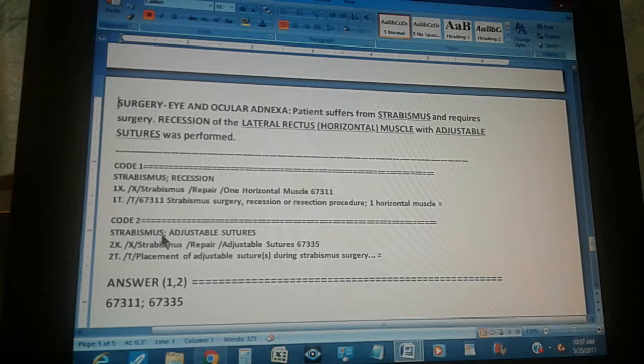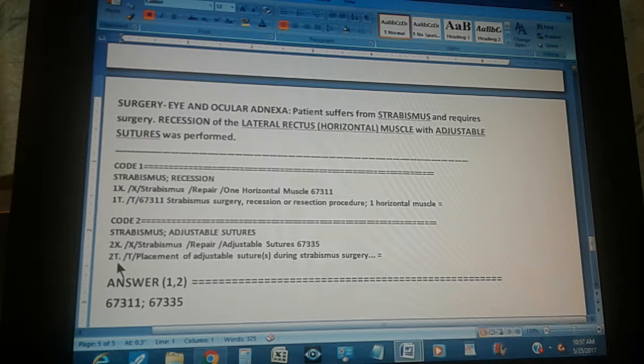So the code number 2, the keywords are strabismus adjustable sutures. And then the code number 2 through the index is found like this. First you go to index. You start with strabismus. Then you go to repair. Then you go to adjustable sutures, and what do you have? 67335. Okay, now we're going to check that in the tabular.